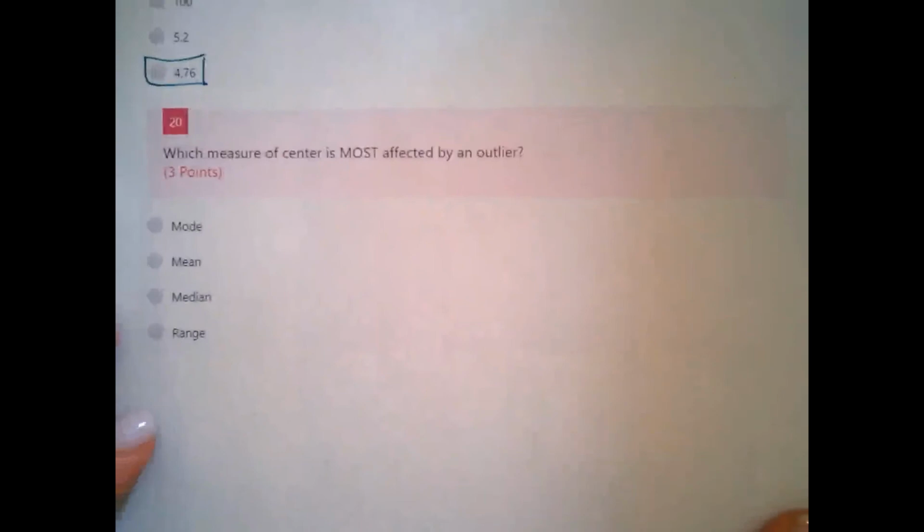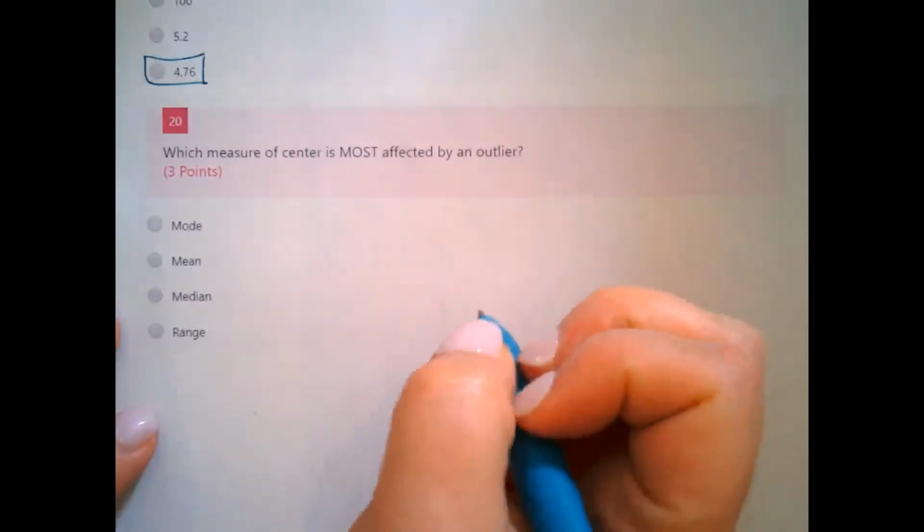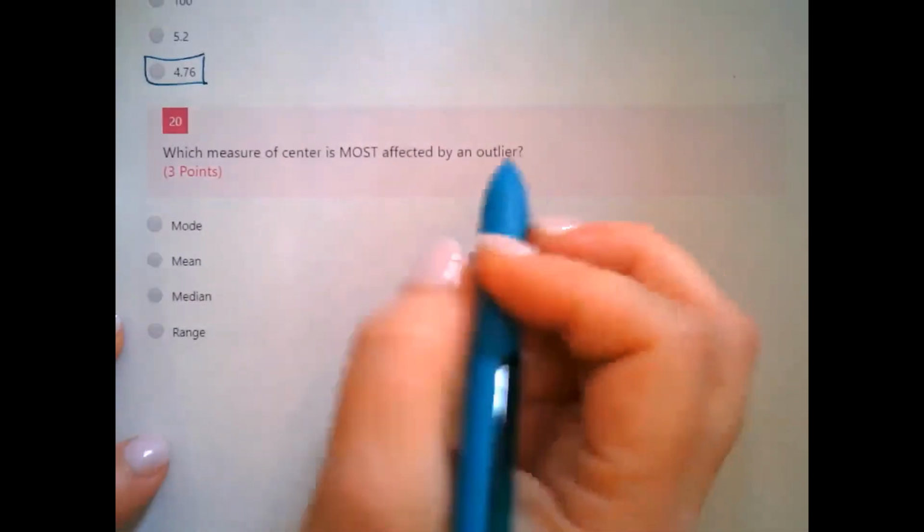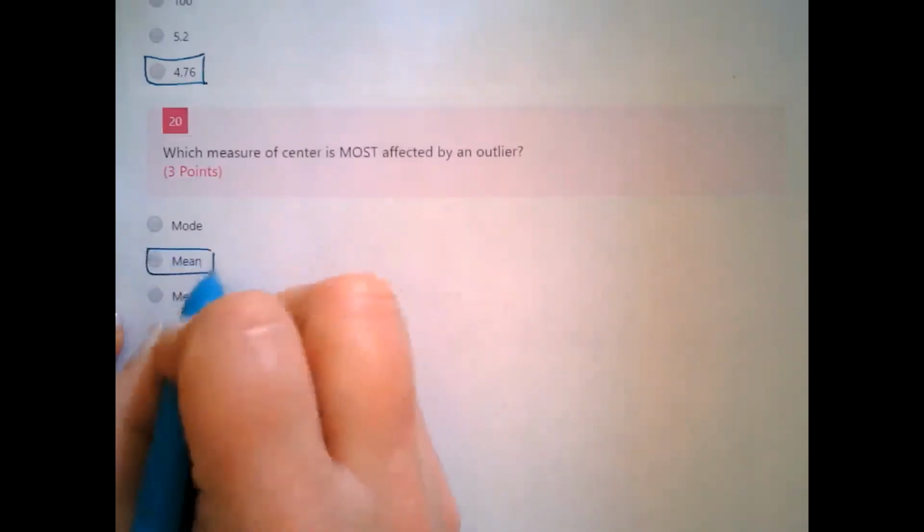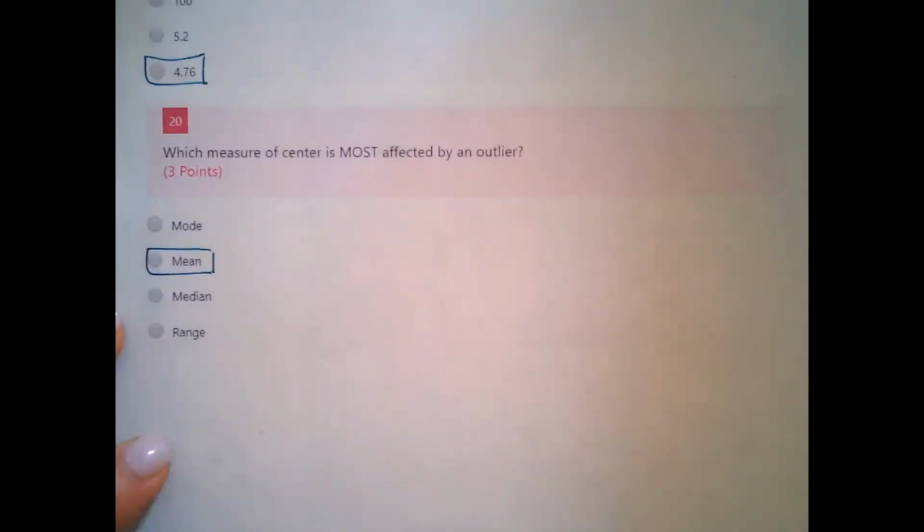And then the last question a lot of you guys missed, it looks like: which measure of center is most affected by an outlier? It's always the mean. The mean changes the most when you have an outlier.